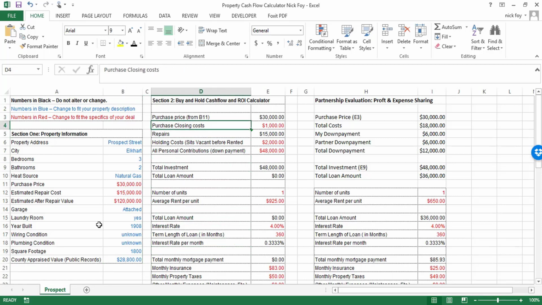So then we've got section 2. This is where we can analyze the cash flow if you're trying to hold it as a rental property. So starting out, we've got purchase price. It automatically pulls $30,000. Closing costs is going to depend on how expensive the property is, but typically it's not going to vary too much.